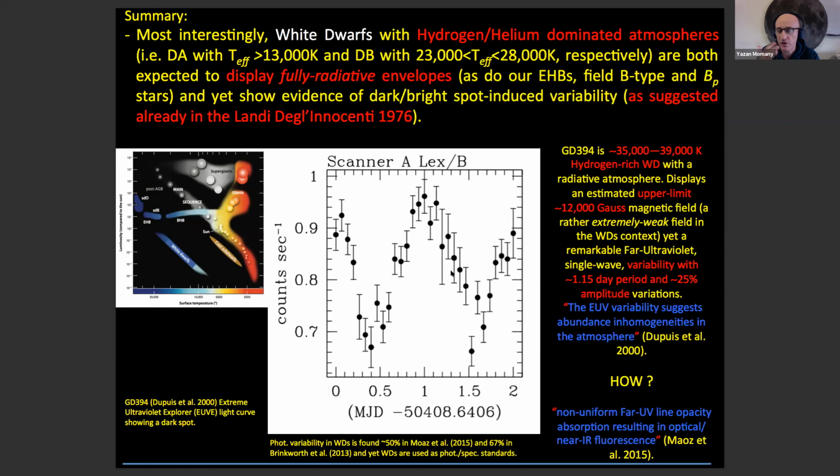And their conclusion was that this star must have a spot there. So once again, the extrapolations of our results do seem to be agreeing between the main sequence stars and the white dwarfs in here.